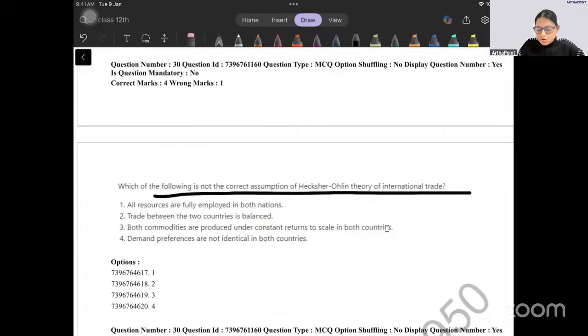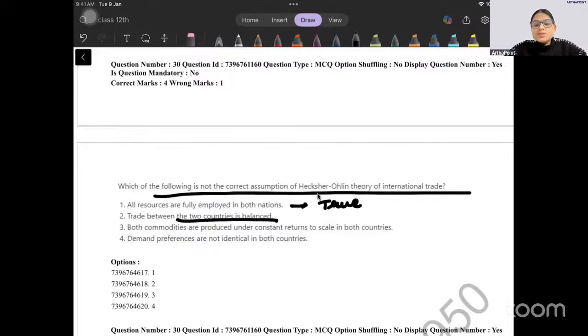All resources are fully employed in both nations. This is true. So we are assuming that whatever labor or capital है, उसको हम fully employ कर रहे हैं. So इसमें कोई गलत नहीं है. Trade between two countries is balanced trade. हाँ, yes, we assume this.